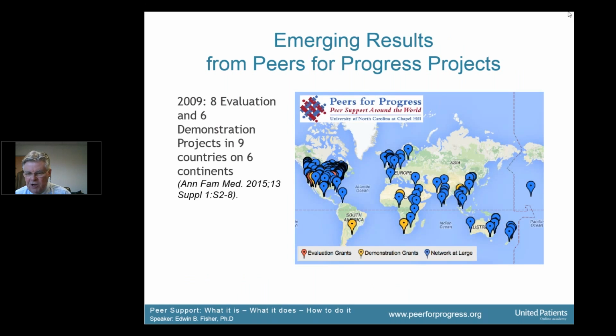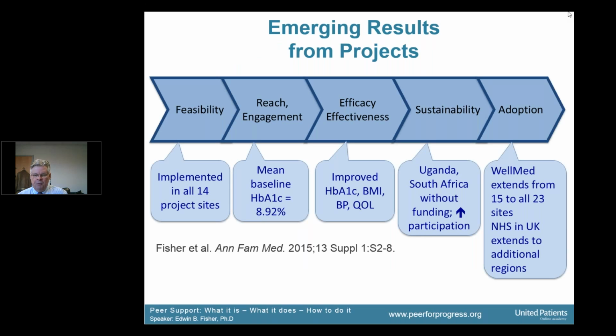Now, Peers for Progress is the program Alessandra mentioned in introducing me. We've been very fortunate to work around the world with many people. And in 2009, we funded 8 evaluation and 6 demonstration projects in 9 countries on 6 continents. And I want to show you the results of those projects just in summary terms. And we've outlined them here from feasibility through reach and engagement, efficacy and effectiveness, to sustainability and to adoption. And you can see that we were able to show that peer support was successful with regard to each of those. All 14 projects were able to implement their program, and many of them were in under-resourced settings, so that was an important observation. These were all with diabetes.